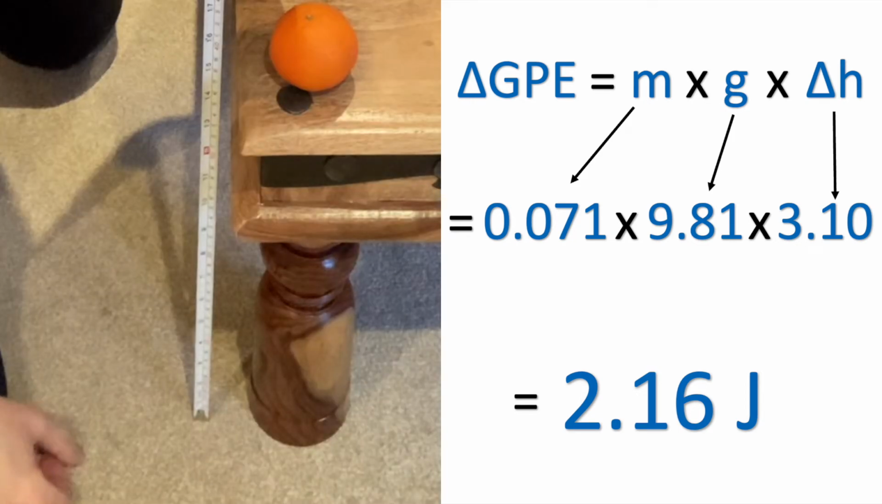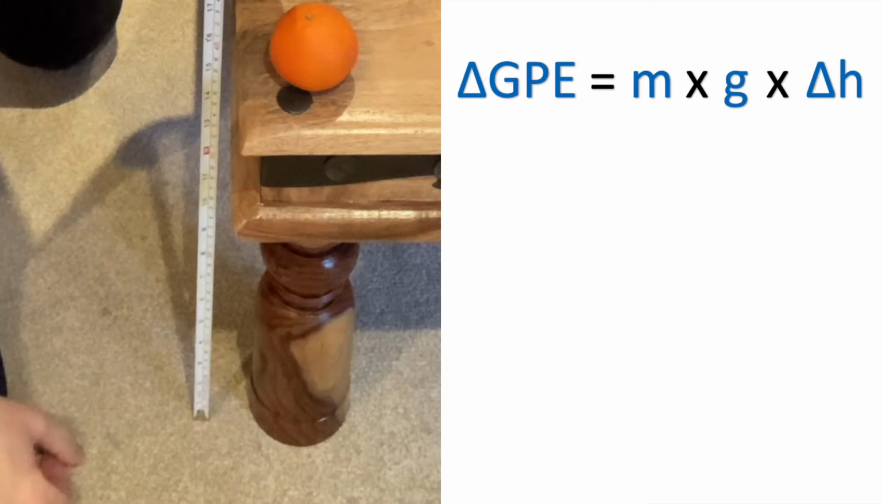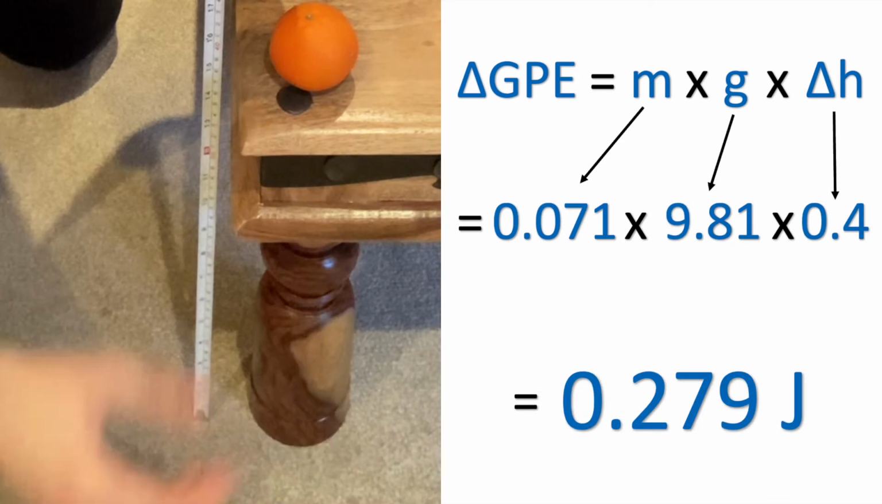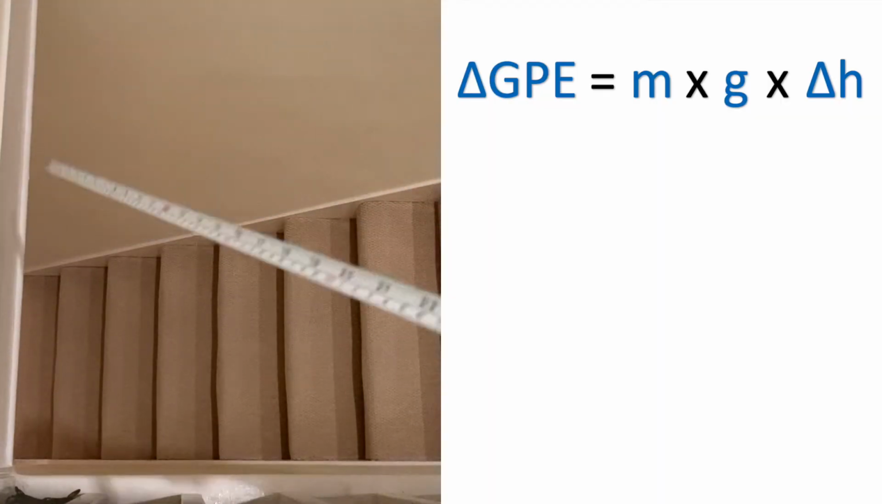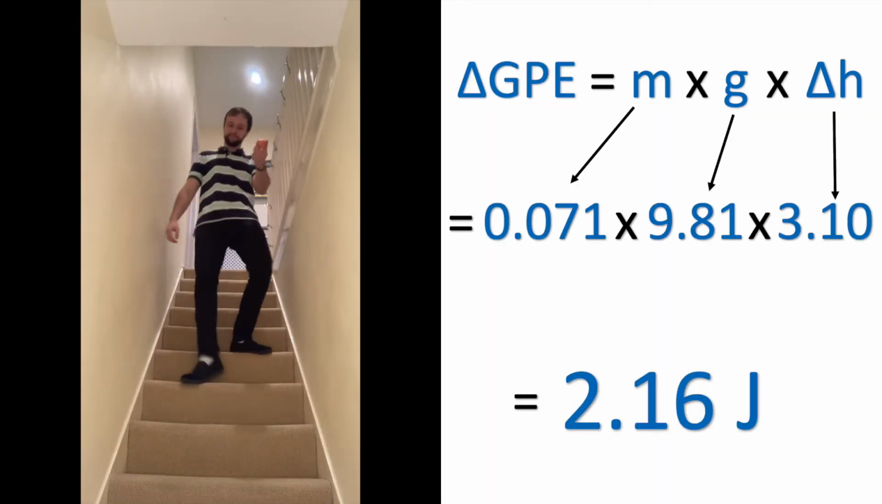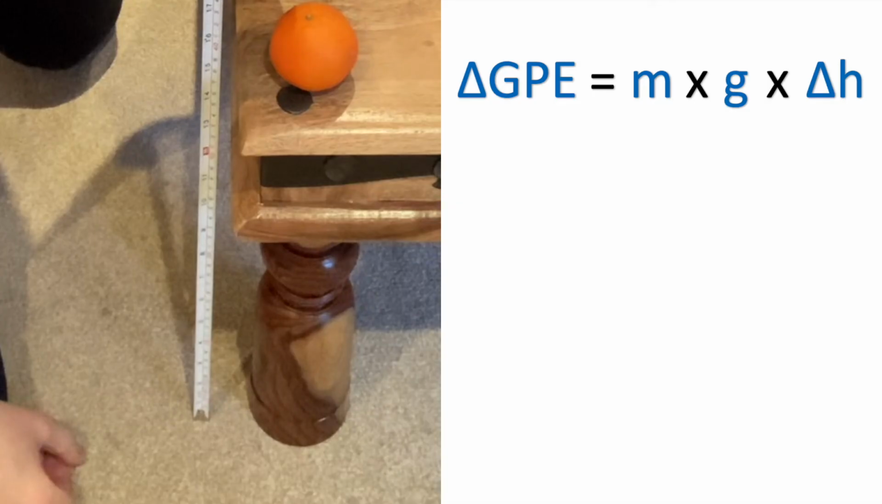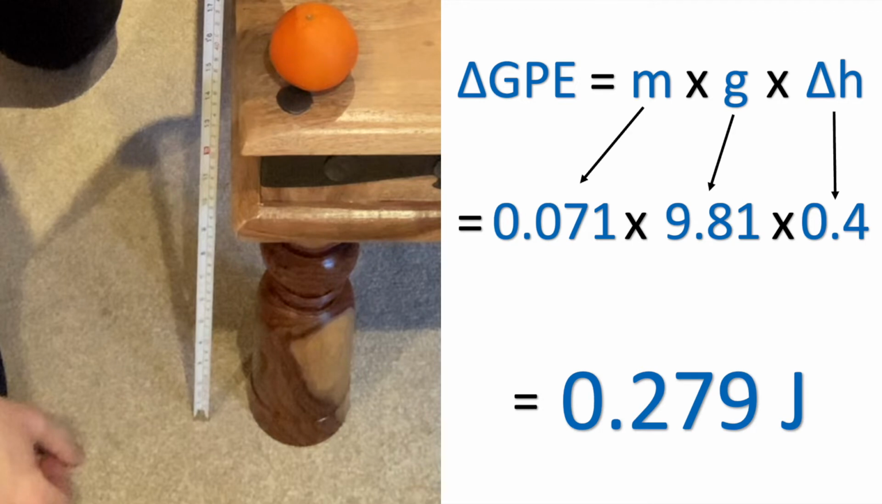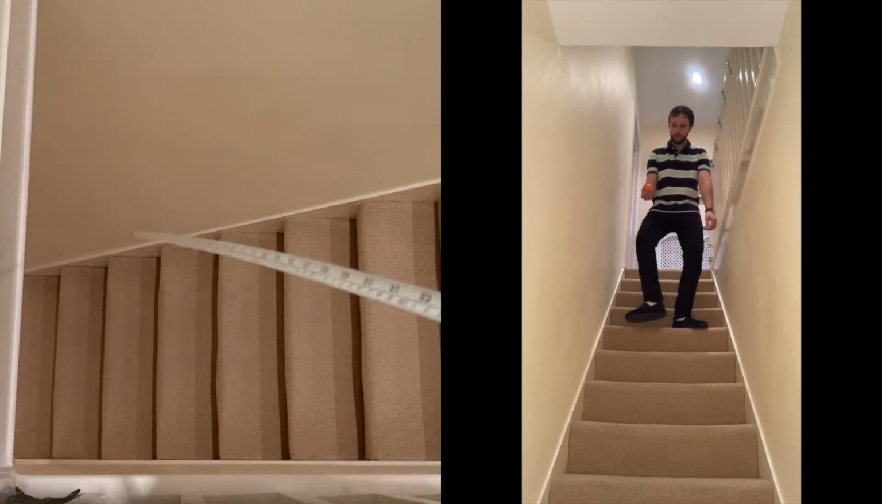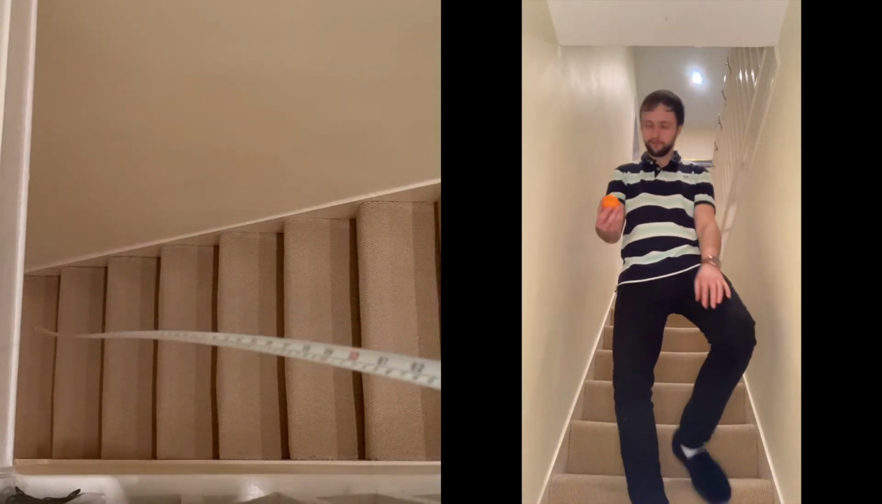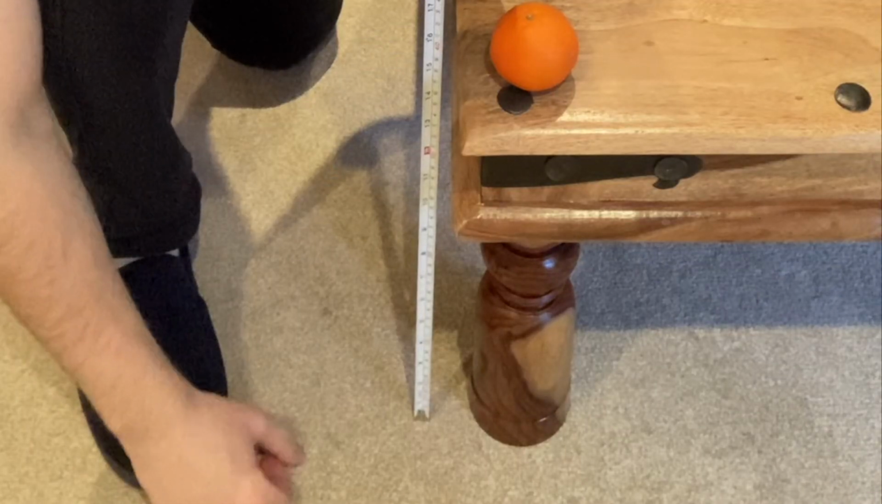And on that coffee table, the tangerine had 0.279 joules more GPE than when it was on the floor downstairs. And when it was on the floor downstairs, it had 2.16 joules more GPE than when it was on the third suspiciously identical coffee table in the basement, and so on down to the questionable fourth identical coffee table in the sub-basement. Now I'm just being silly.